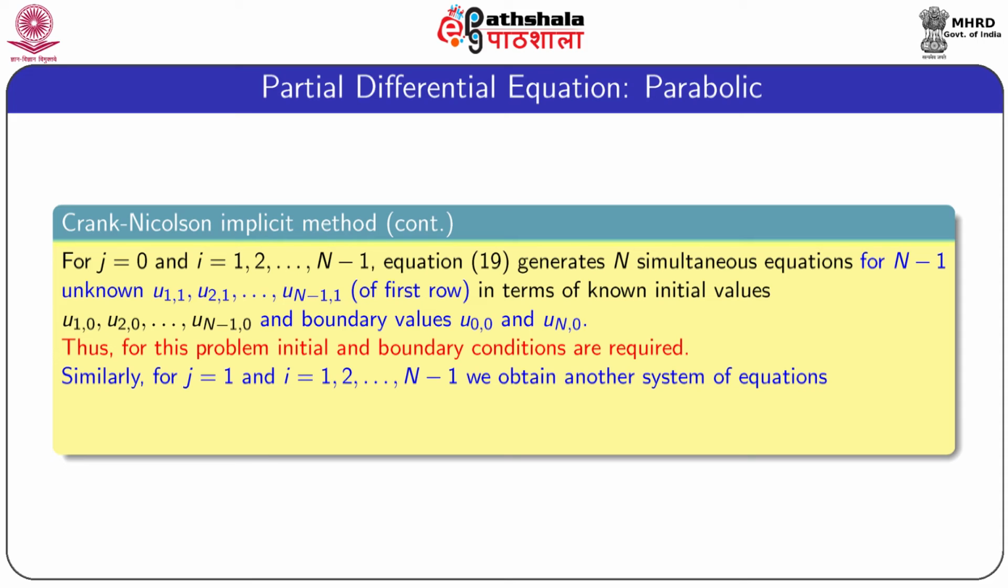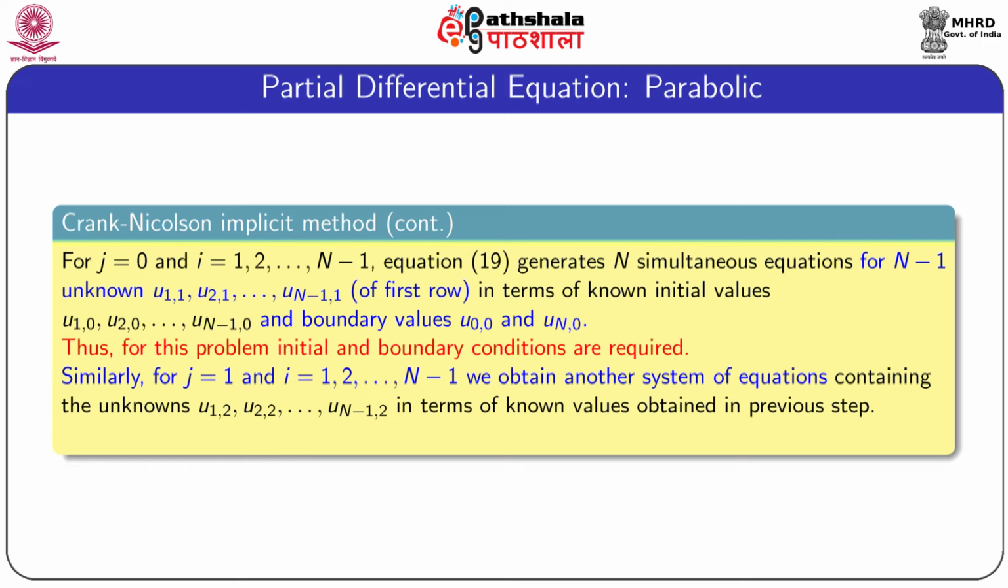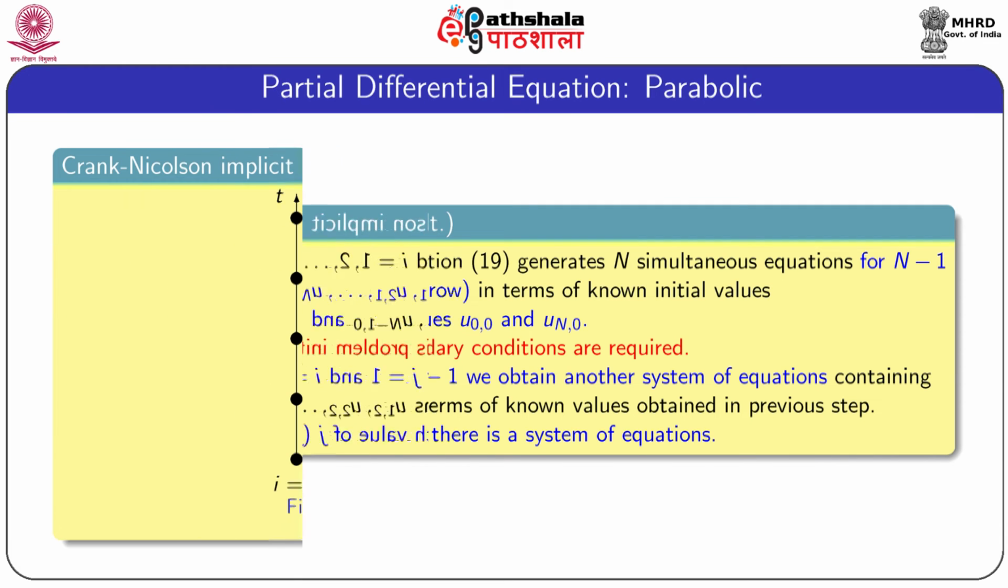Similarly, for j equal to 1 and i equal to 1 to n minus 1, we obtain another system of equations containing the unknowns u12, u22 up to un minus 1,2 in terms of the known values obtained in the previous step. Thus, for each value of j, where j equal to 2, 3 and so on, there is a system of equations. Now, by solving this system of equations, we can find the values of u for different mesh points.